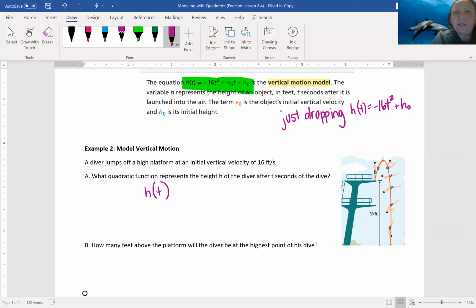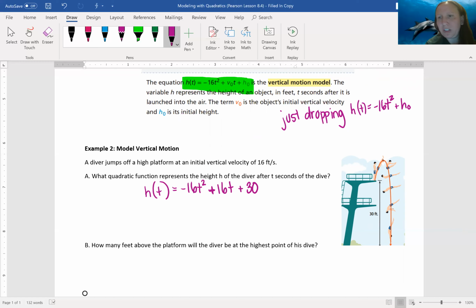h of t equals negative 16 t squared. That's just always going to be there for a vertical motion model. The initial velocity is 16, so that's getting plugged in for v sub 0. So that's plus 16t. And he's jumping off a platform that is 30 feet above, so his initial height is 30 feet. So that would be the quadratic function that represents what's happening here when he dives off.